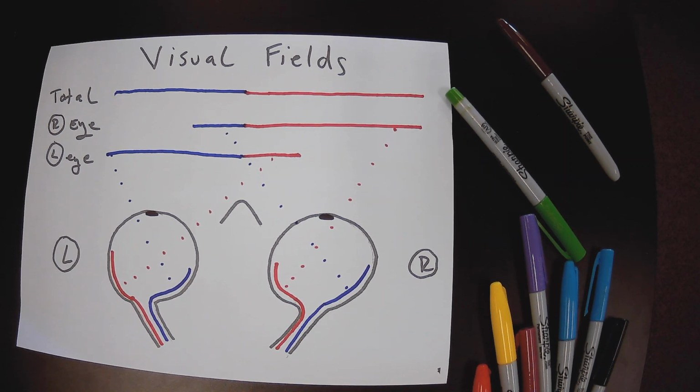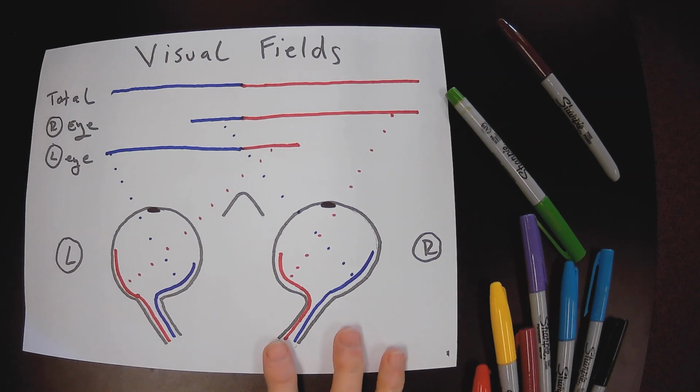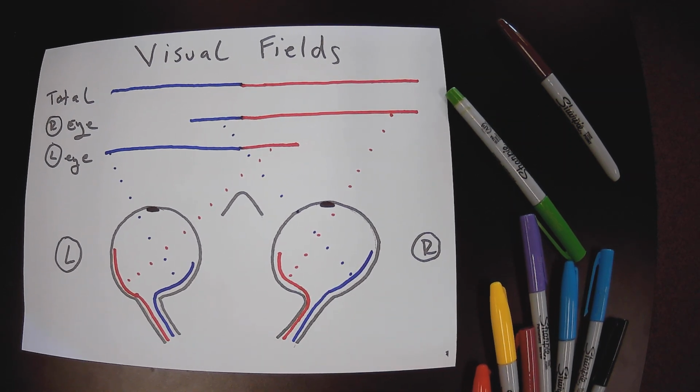Yes? I just want to make sure the temporal visual field would go to the nasal retina. Always. And opposite. That is correct. Yep. Temporal visual field goes to the nasal retina, and the nasal visual field goes to the temporal retina of each eye. And since only one eye can see the temporal, it's pretty easy to figure out which eye that belongs to. That makes sense?